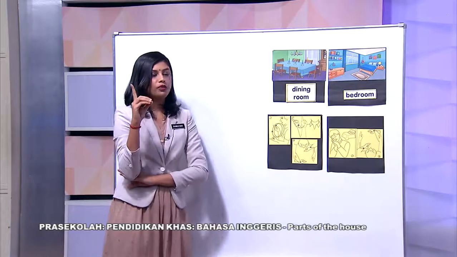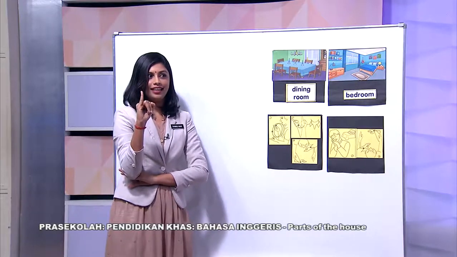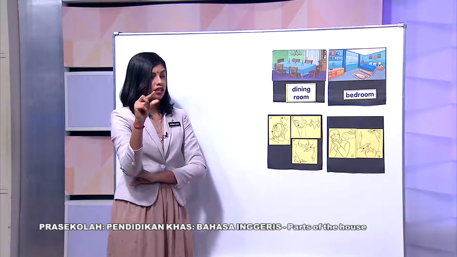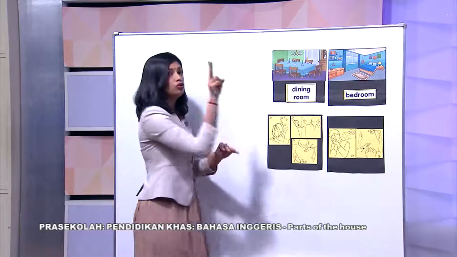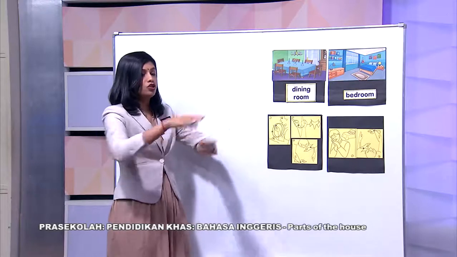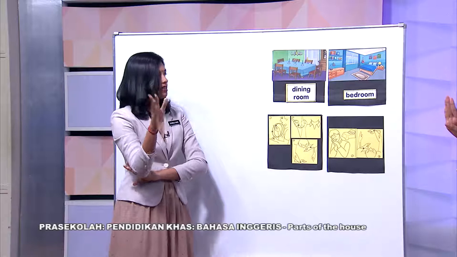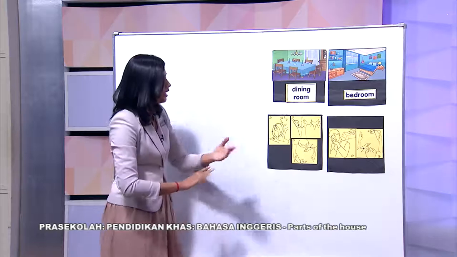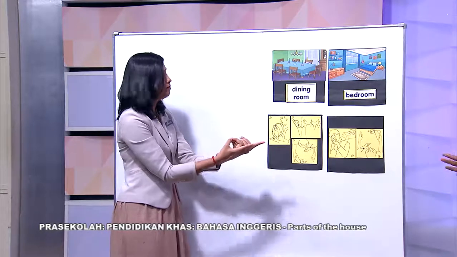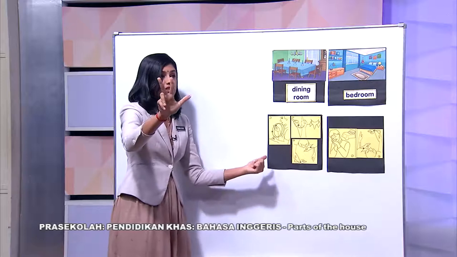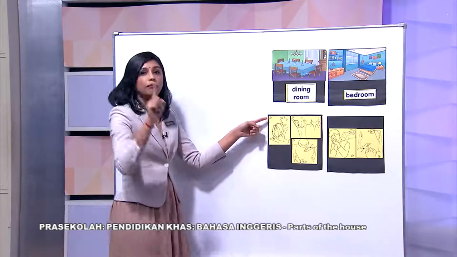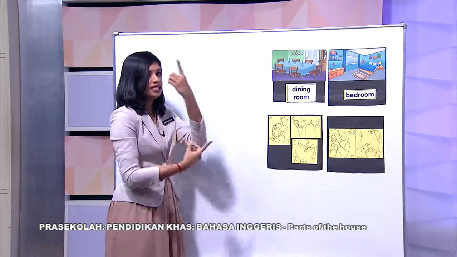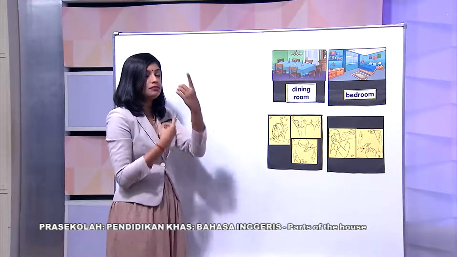Let's spell together, Mira. D, I, N, I, N, G. You see this is two words, so you have to do a space. Then R, O, O, M. The signing will be D. We have three pictures here. Take the first picture, number one, take a D. Do it like you are eating, inwards. This means dine.